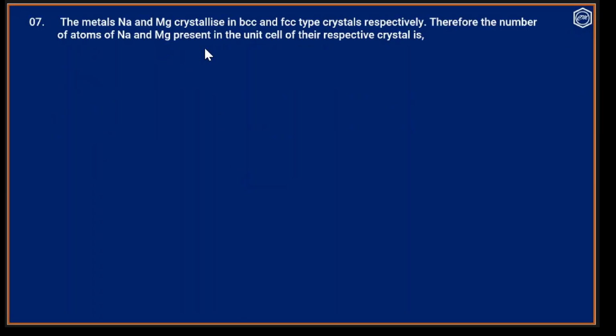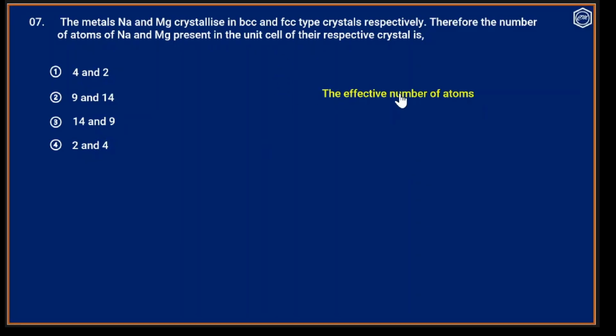The metals sodium and magnesium crystallize in BCC and FCC type crystals respectively. Therefore, the number of atoms of sodium and magnesium present in the unit cell of their respective crystal is 1, 4 and 2, 9 and 14, 14 and 9, 2 and 4. Now the metals sodium and magnesium crystallize in BCC and FCC. The effective number of atoms in BCC is 2 and FCC is 4. So therefore the answer will be 2 and 4.